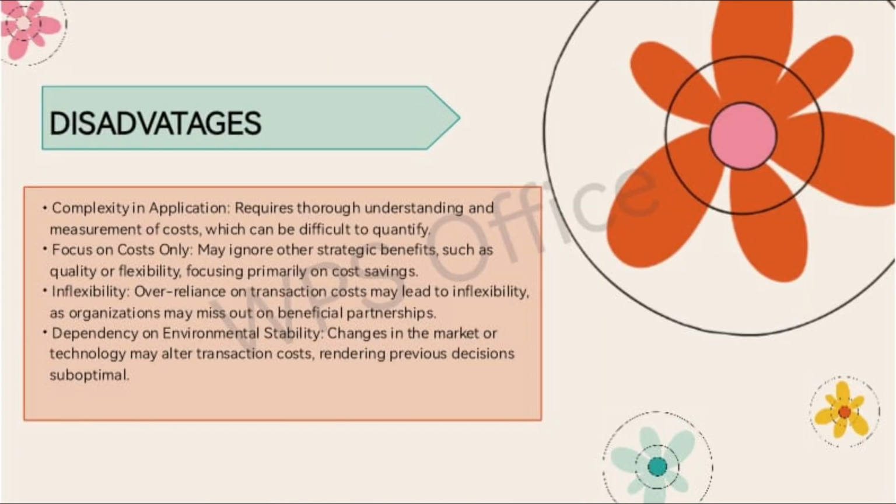Disadvantages. Complexity in application requires thorough understanding and measurement of costs, which can be difficult to quantify. Focus on costs only may ignore other strategic benefits, such as quality or flexibility, focusing primarily on cost savings. Inflexibility. Over-reliance on transaction costs may lead to inflexibility, as organizations may miss out on beneficial partnerships. Dependency on environmental stability. Changes in the market or technology may alter transaction costs, rendering previous decisions suboptimal.